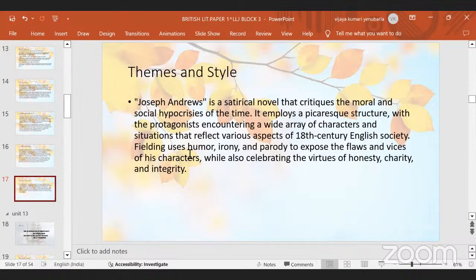Fielding uses humor, irony, and parody to expose the flaws and vices of his characters, while also celebrating the virtues of honesty, charity, and integrity. Both are given equal importance.